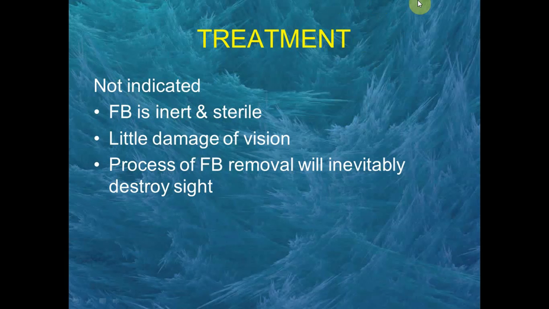Next we'll be talking about treatment of intraocular foreign bodies. If there is an intraocular foreign body, it's not necessary that we have to treat and remove every foreign body. Treatment is not indicated if the foreign body is inert and sterile, that is, it's not going to cause any further damage to the eye. Nor if the foreign body is not going to cause any damage to the vision, and if the process of foreign body removal will invariably destroy sight. So in these cases you will not intervene and remove the intraocular foreign body.